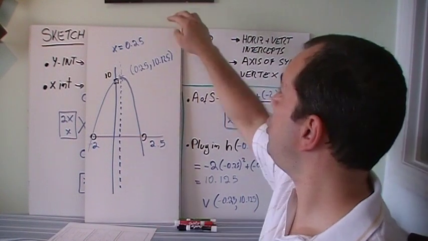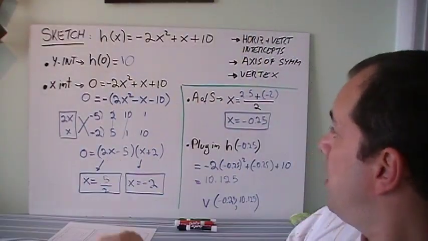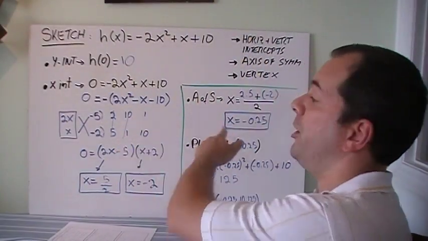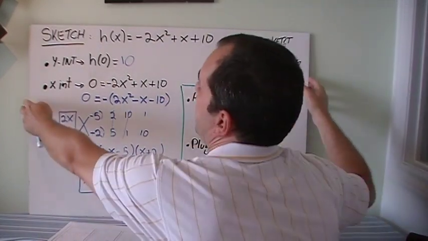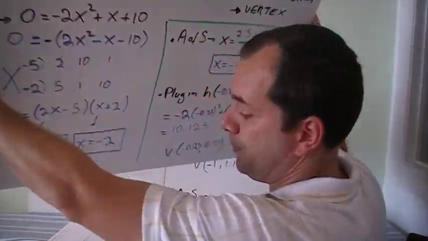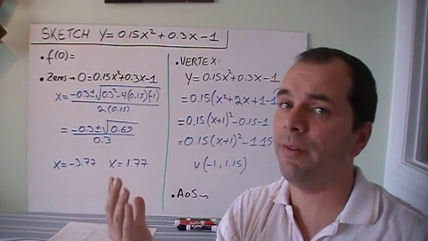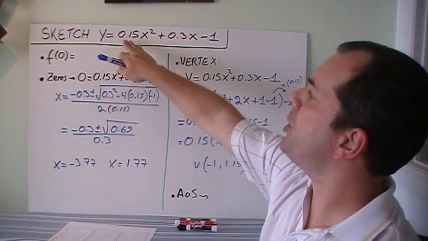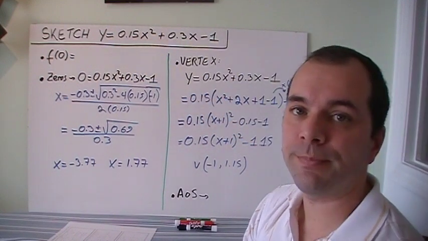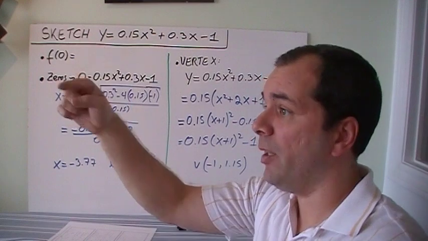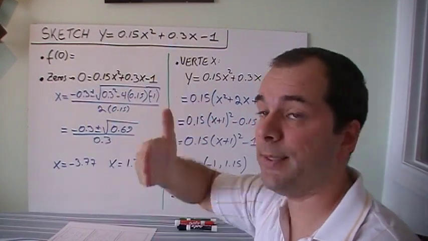Now in this case we chose to go with factoring and then doing zeros, axis of symmetry, and plug it in. Let's see what it would be like to use the other two methods, because it's going to give us the same answer, but we do it with different examples. So if we need to sketch 0.15x squared plus 0.3x minus 1, okay, we need to find the same things: the y-intercepts, the x-intercepts, and the vertex with the axis of symmetry.